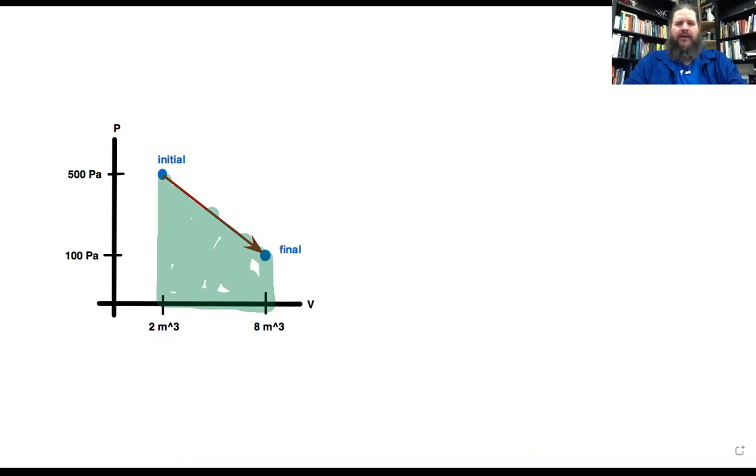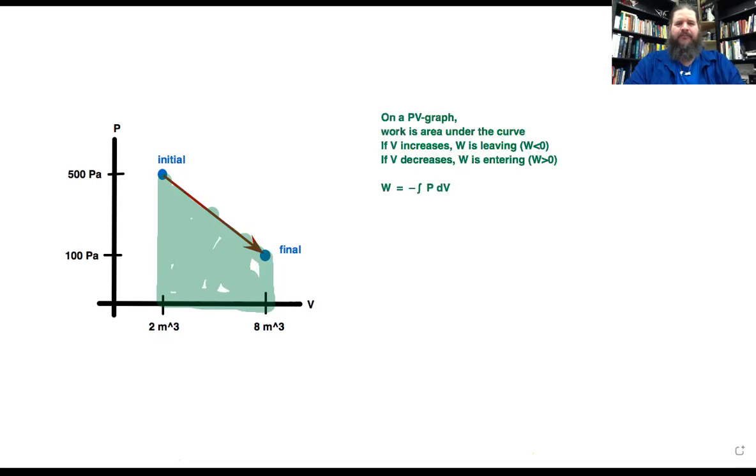Formally, we'd say work equals the negative integral of pressure dV. The reason it's negative is that typically we integrate from left to right as positive. If you're going from right to left, you would get a negative value, but the negative sign reverses that. So the negative here is all about direction. If you're going from left to right, the integral would be positive, but the negative sign makes the work negative. If you're integrating from right to left, the integral gives a negative value, but the negative sign reverses that to make positive work.